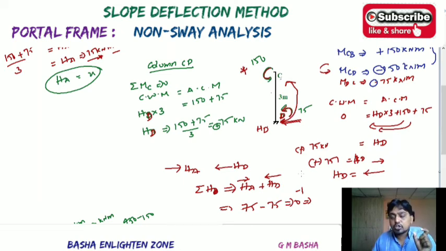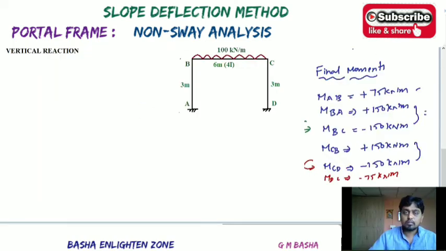And the next topic is very simple: the vertical reactions. Finding the vertical reactions is very simple. See here, this one will be VA and at support D, VD. At support A you will get VA.